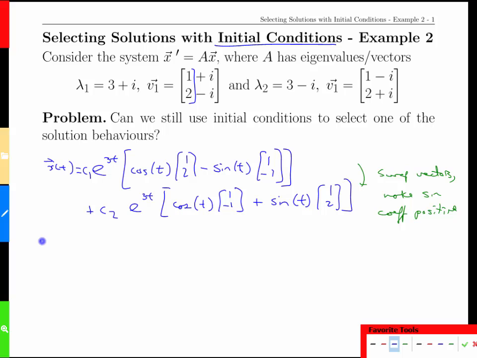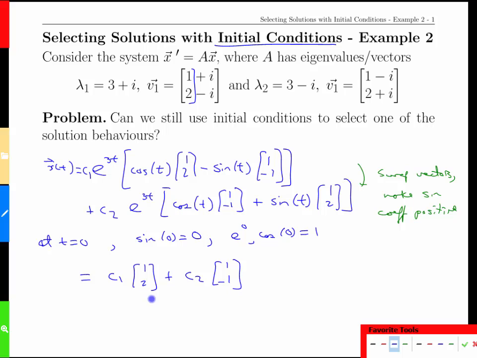So what about our initial conditions? Fortunately, at t equals 0, this complicated mess does get simpler because sine of 0 is 0, and e to the 0 and cos of 0 are both 1. So we get a little bit of simplification there. In this particular case, we'll have c1 times 1, 2. No, that's not bad at all. Plus c2 times the cosine 1, negative 1. So in some sense, we get the same simple construction that we got in real eigenvalues and eigenvectors. We just get there through a slightly messier preamble.